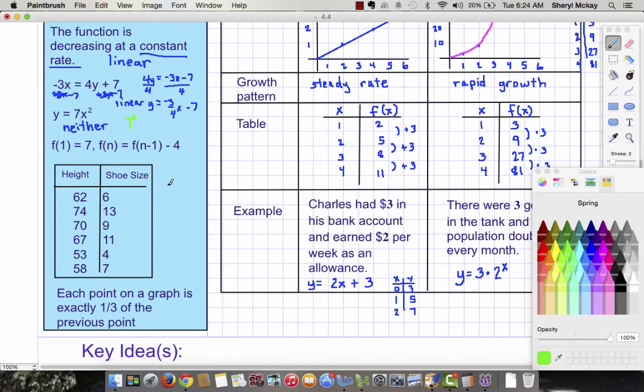F of 1 equals 7. F of n equals f of n minus 1, the previous term, minus 4. Is that linear, exponential, or neither? Well, right away, you should have seen that this is a recursive formula. So you say, my first term is 7, and to get the next term, I have to take the previous term. To get the second term, I look at the first term, which is 7, and subtract 4. And each time I'm subtracting 4, this right here is my constant rate of change.